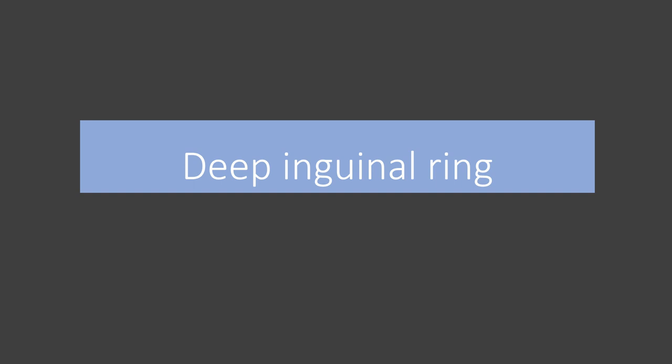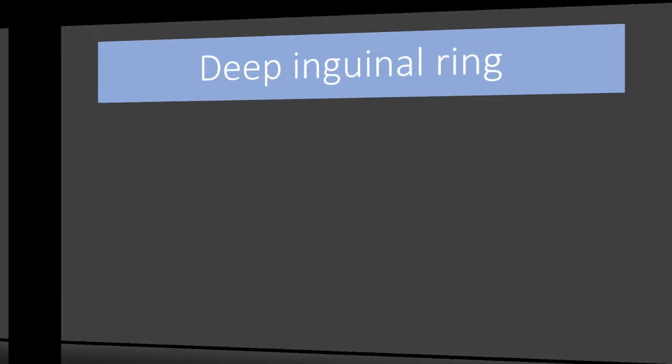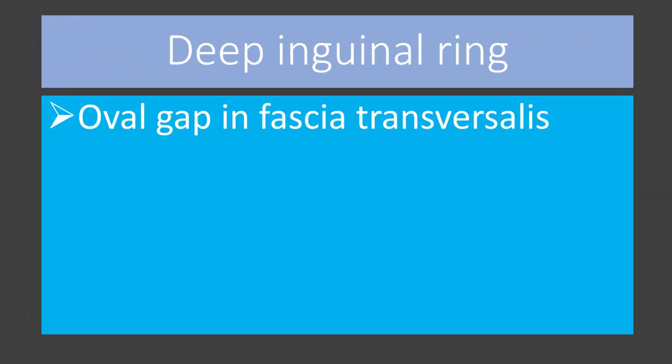Our topic today is the deep inguinal ring. The deep inguinal ring is located in the anterior abdominal wall. Here we can see the deep inguinal ring. It is an oval gap in the fascia transversalis.